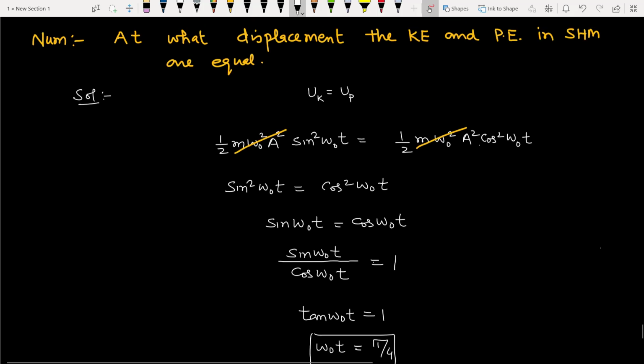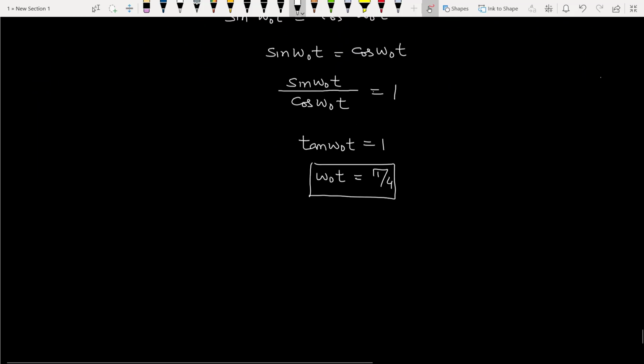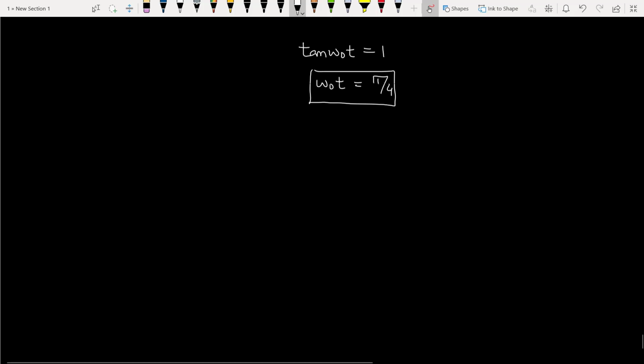Coming back to the question, we have to find the displacement. Displacement is given by x is equal to a cos omega naught t. So with omega naught t equal to pi by 4, it is a divided by root 2.